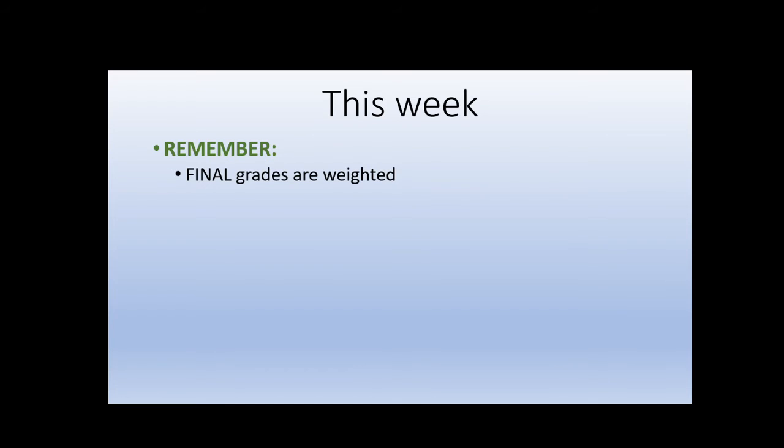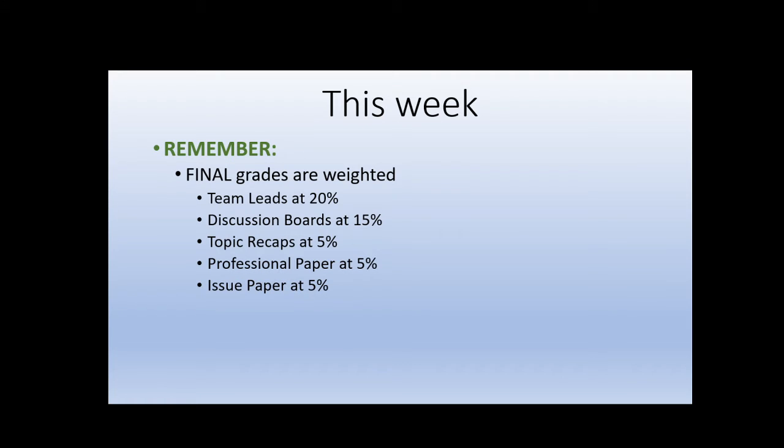The final grades for the class are going to be weighted, and what that looks like is that the team leads are 20%. The total number of points you've got on discussion boards divided by the total possible points is weighted at 15%. Similarly, topic recaps are weighted at 5%. The professional paper is 5%. The issue paper is 5%. The project is a whopping 30%. The final exam is worth 10%, and your GoView logins are worth 10%.